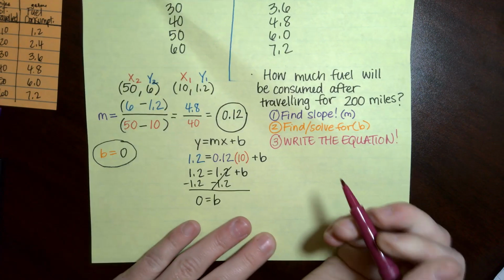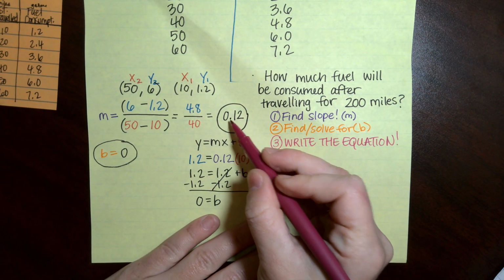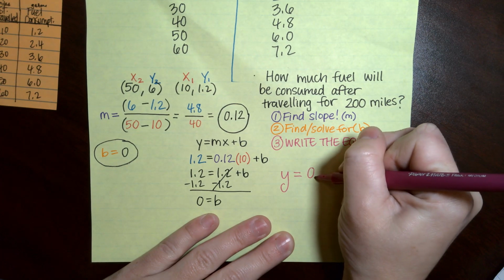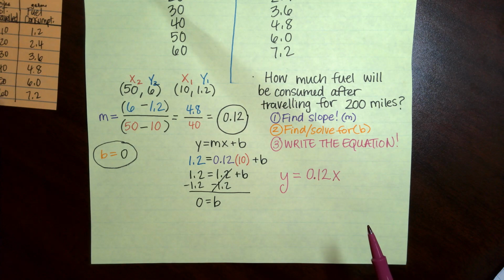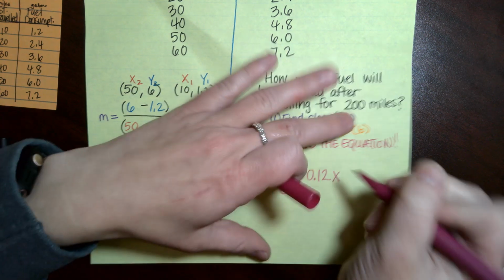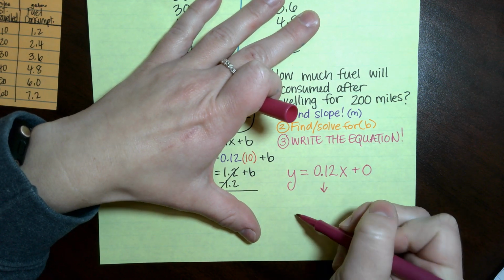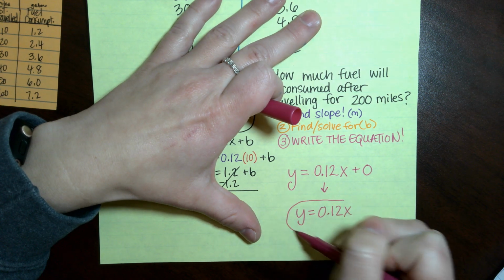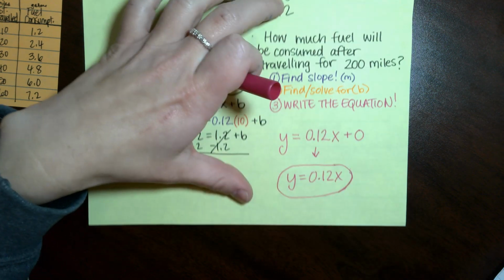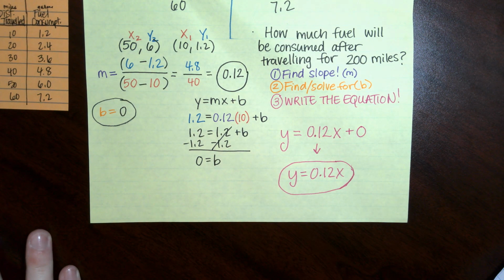What's our equation going to be? y equals 0.12x. Don't write plus 0. It's irrelevant. It will not be simplified. So we know that in the formula 0 is our b. This is not simplified. We don't need a plus 0. y equals 0.12x. That is our formula. Awesome. Okay, any questions about this particular scenario?